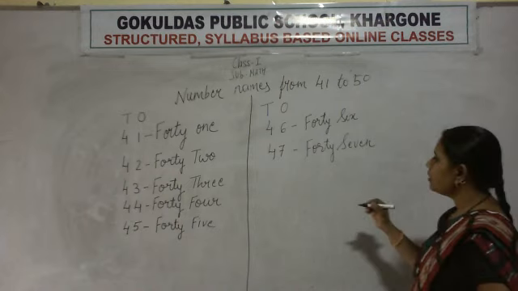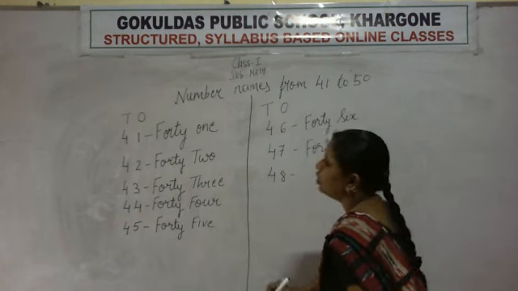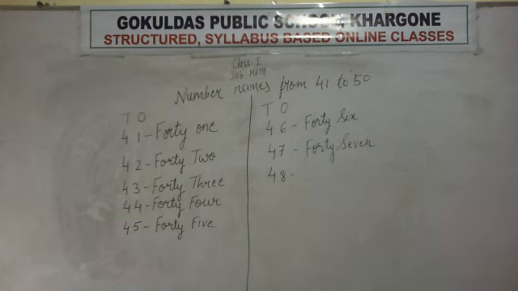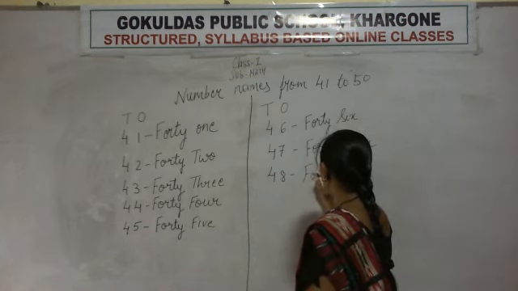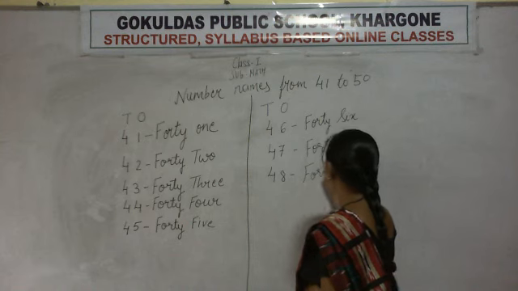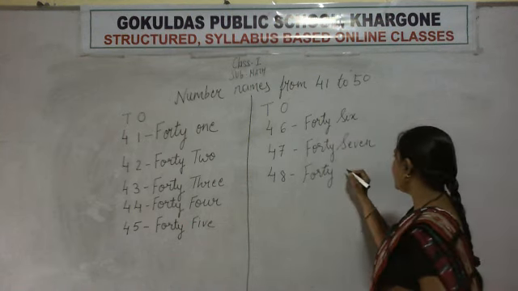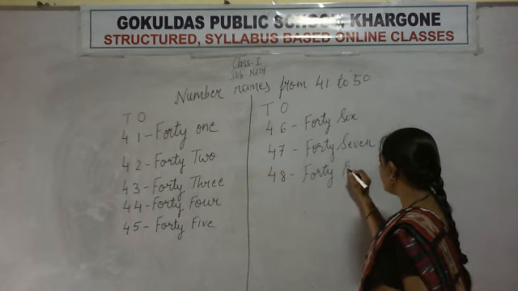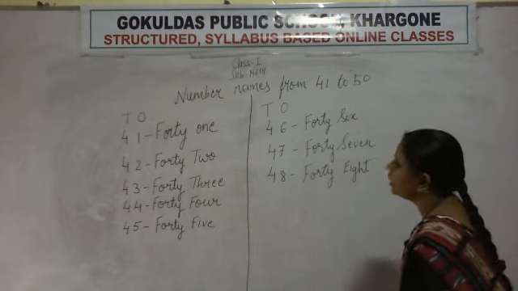After 47, which number? 4, 8, 48. Now write the spelling. First write the spelling of 40. F-O-R-T-Y 40. Then write the spelling of 8. What is the spelling of 8? E-I-G-H-T 8. 48.